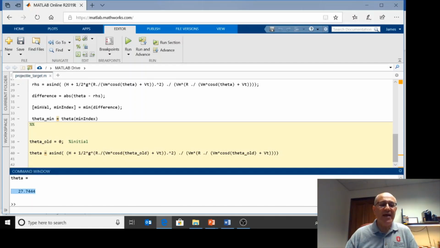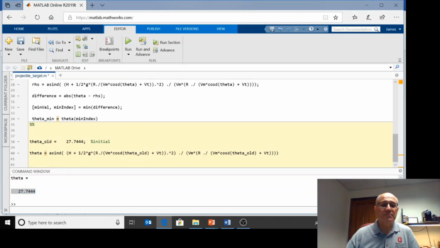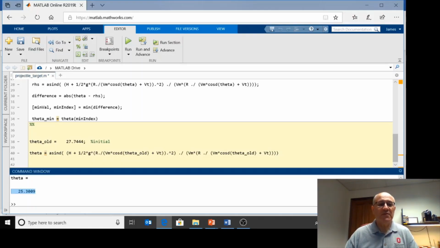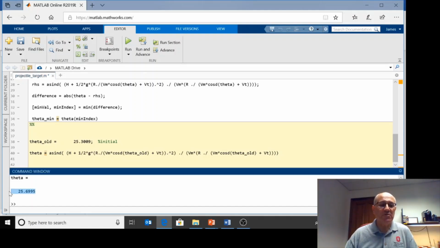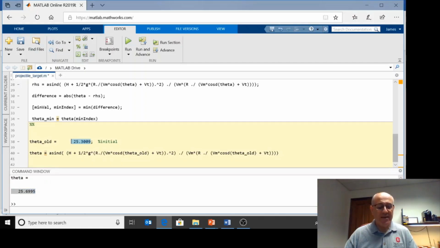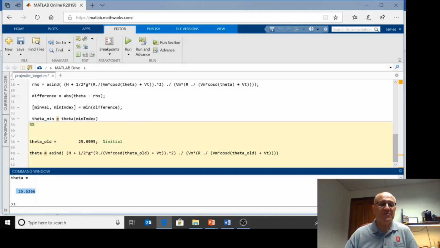The next step is take that approximate solution and make it my new guess. All right, so now I'm guessing that theta is 27.74 degrees, and then I use that to calculate a better approximation, which is 25.30 degrees. Then I take this as my next guess. Calculate a better approximation, 25.7 degrees. And this just goes on until the difference between my guess and my approximate calculation is very small. That is, to the precision that is specified in the problem, which in this assignment I believe is 0.001 degrees.